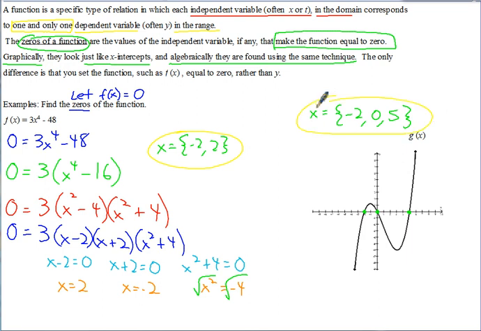Zeros of a function are really just another name for the x-intercept. Where is this function g of x equal to 0? What x values? It's at negative 2, 0, and 5. And then plugging in the function would be a y value, or a function value, of 0.